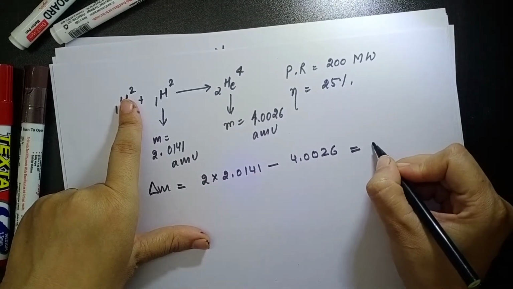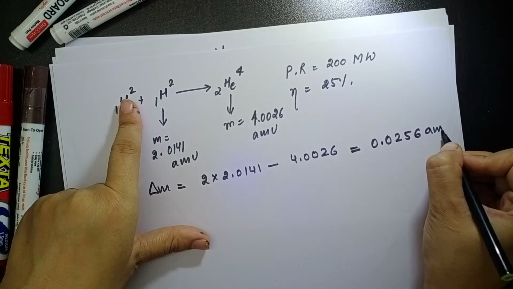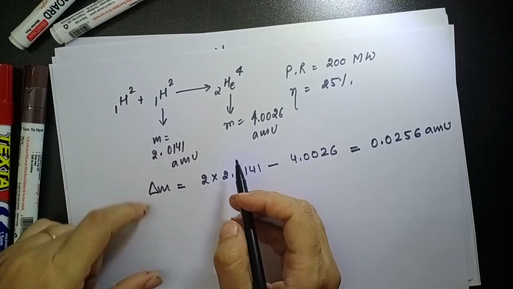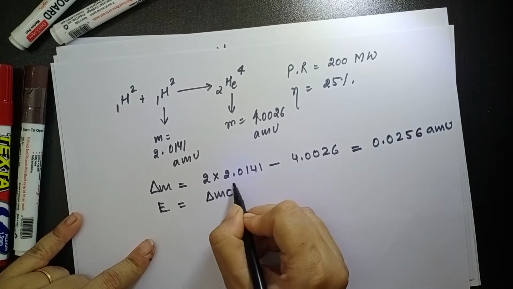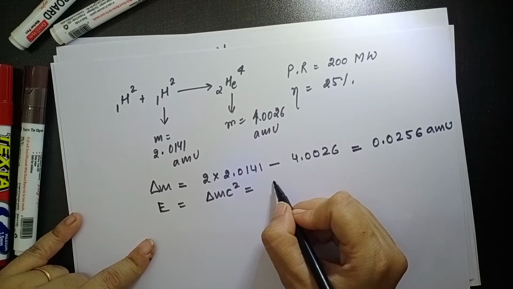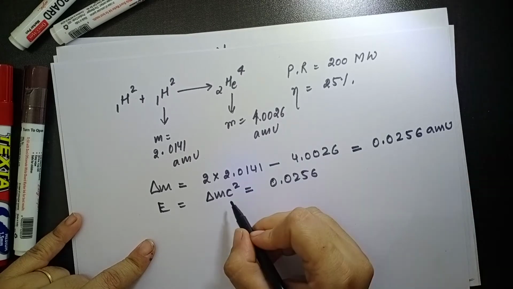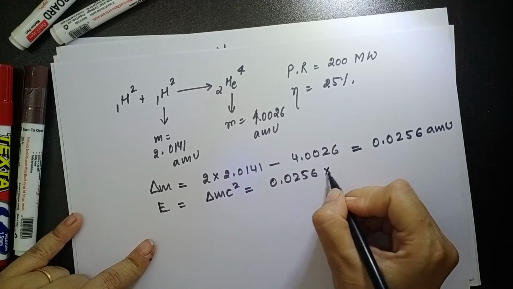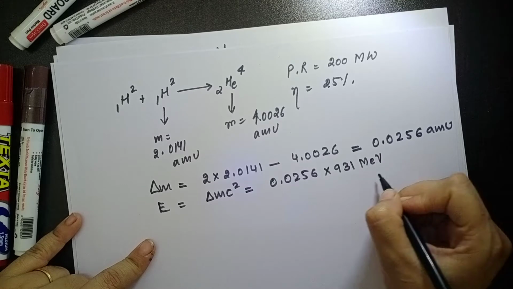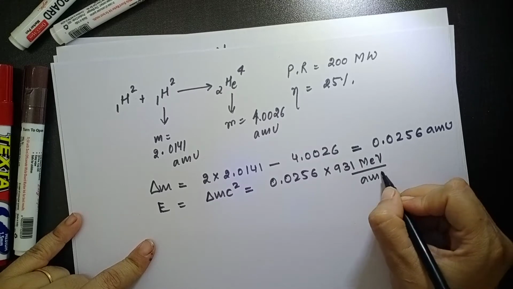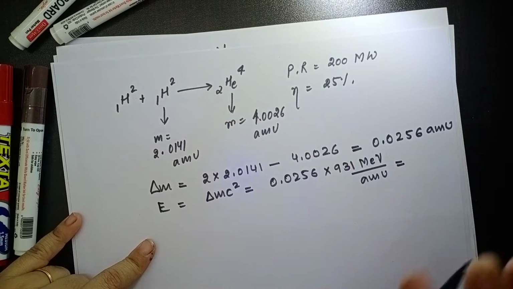This comes out to be 0.0256 AMU. So this is my mass defect. This mass defect converts into energy using the Einstein equation, so we multiply 0.0256 by c squared. Because it is in AMU, I am using c squared as 931 mega electron volts per AMU. I'm just leaving the answer right now.